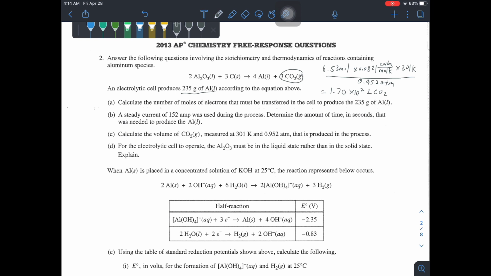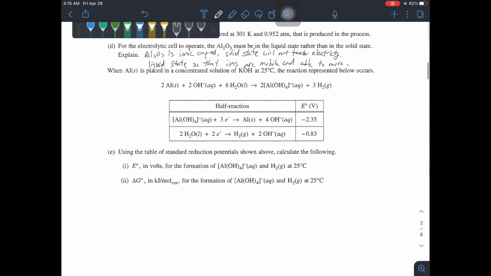Then let's look at question D. For the electrolytic cell to operate, the Al2O3 must be in liquid state rather than a solid state. Okay, let's take a pause and think about this question. Okay, so the reason is because when it's an ionic compound in solid state, it will not transfer electricity, only in molten state, so that the ions will be mobile and able to move to transfer electricity.